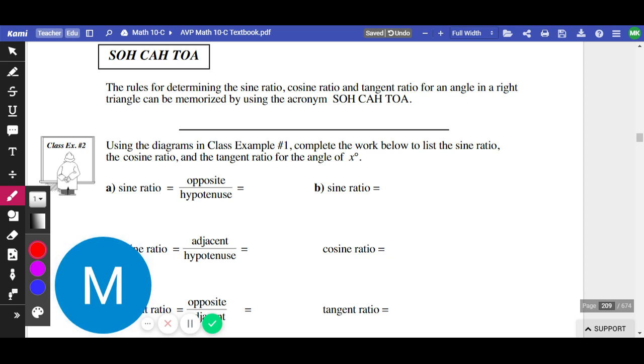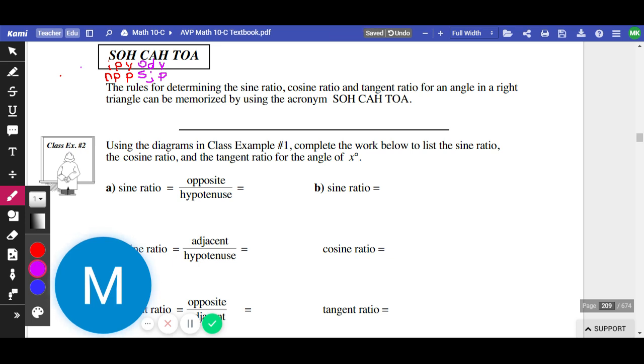So, SOH means sine equals opposite divided by hypotenuse. Right? Which was the ratio. Sine, opposite divided by hypotenuse. Cos, sorry, CAH means cos equals adjacent divided by hypotenuse. And so you can see how this is helping us a little bit just to remember what our ratios are.